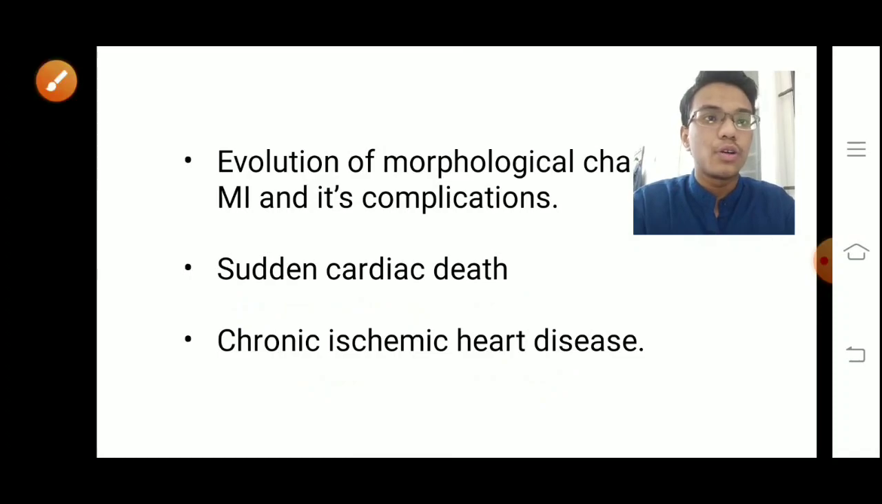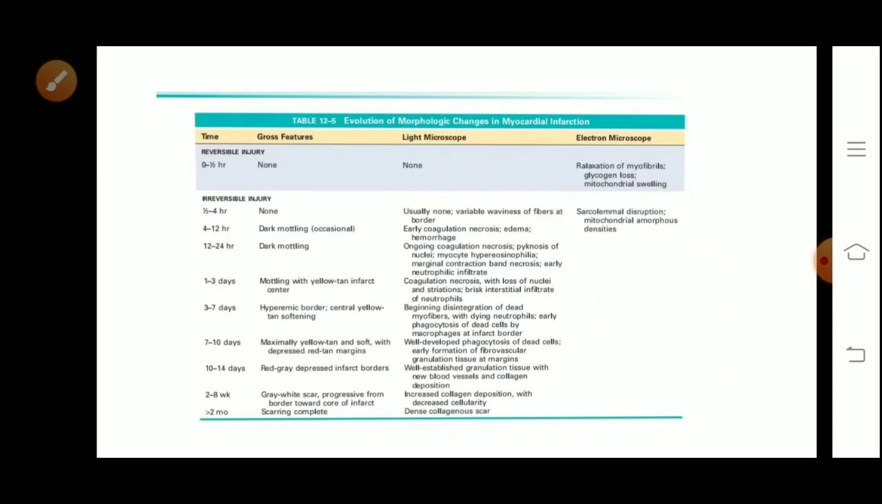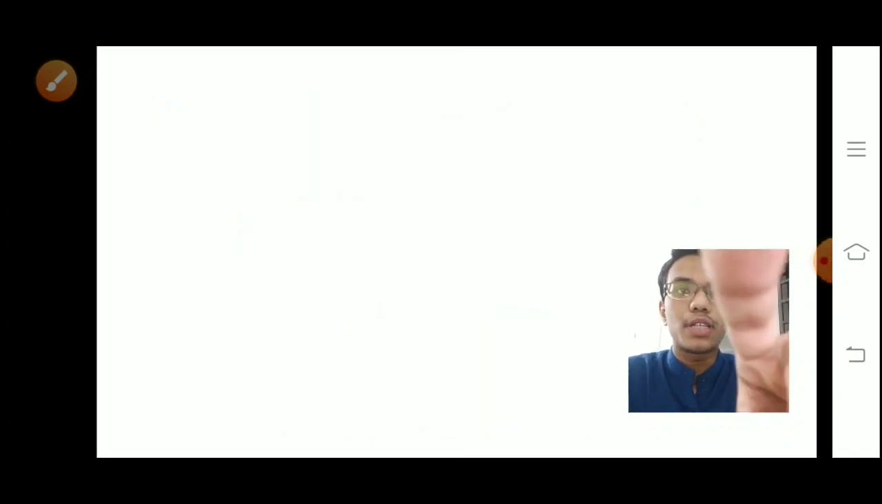Okay, so going to our morphologic features. Now this is the table which is given in Robbins, and it is a huge, hectic table to study as well as to understand. Some students usually find it difficult to study this, right? So I will try to simplify this as much as I can, so that it may help you retain it in your mind for a longer period of time. Before reading this huge table, let me give you a short brief about ischemia.